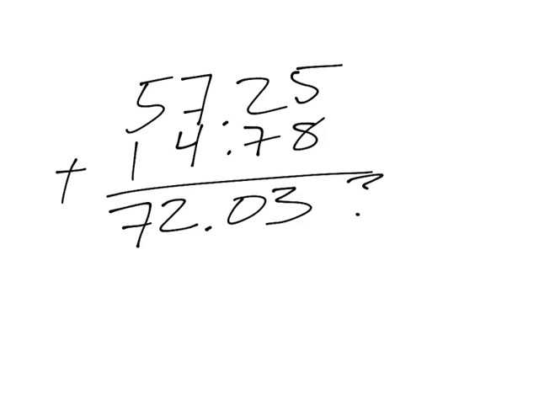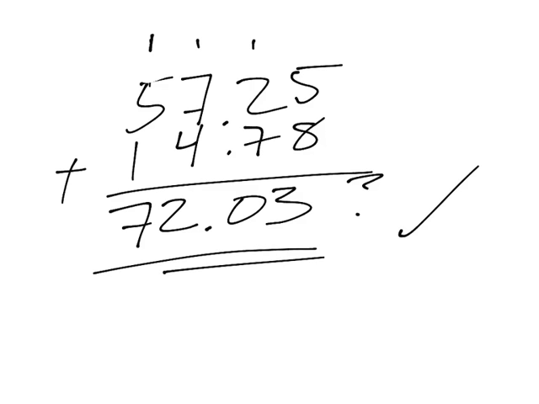And let's see, 8 plus 5 is 13, carry the 1. 7 plus 2 is 9, 1 more is 10, carry the 1. 7, 8, 9, 10, 11, 12, carry the 1. Sorry, that was a big carry. And then 5, 6, 7, that 1 that we carried. Yep. And so we added back to check.